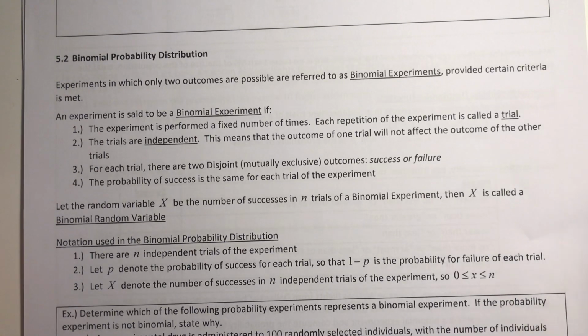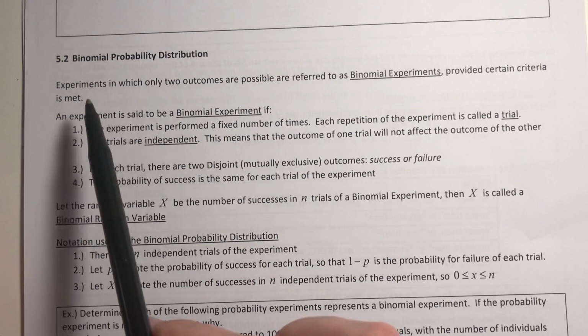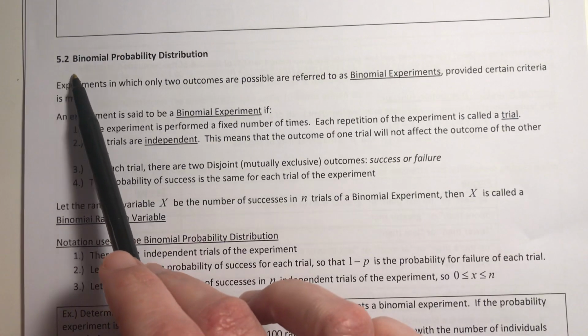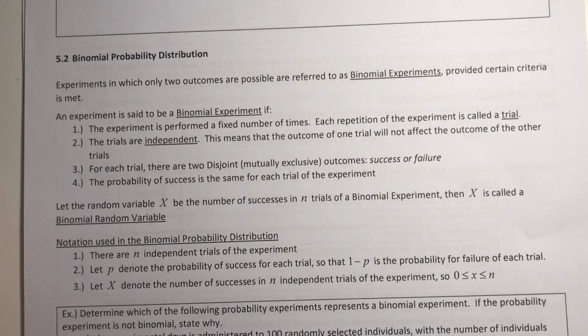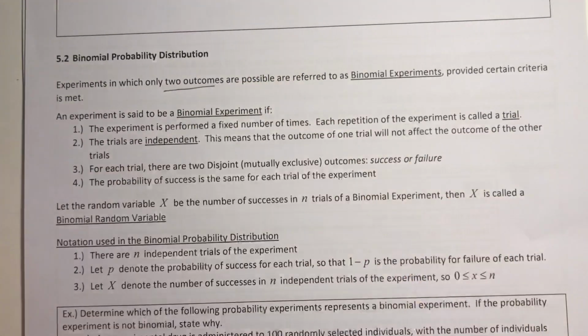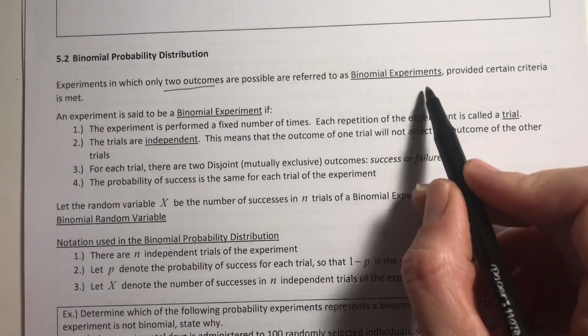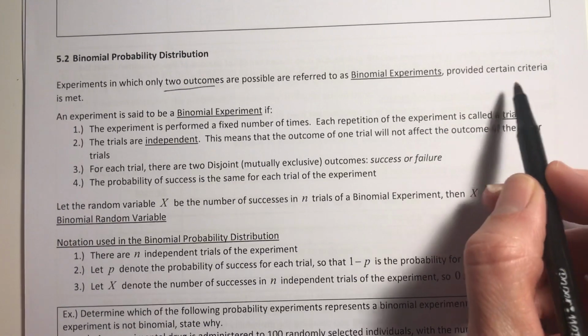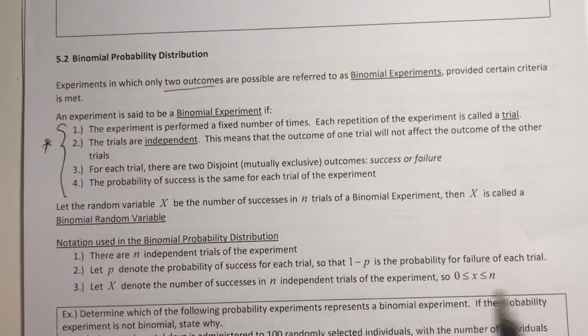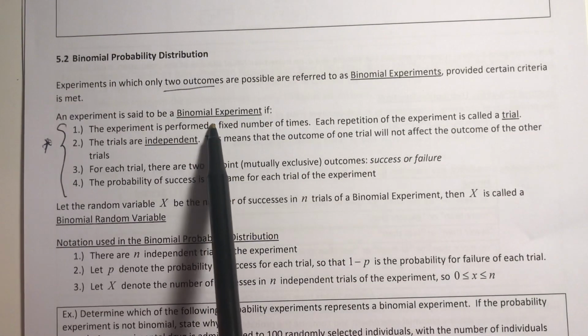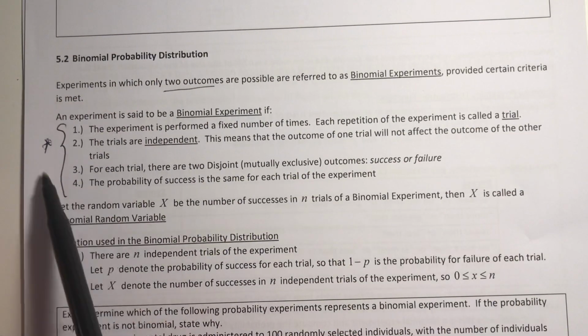Okay, we're going to go ahead and take a look at the beginning part of section 5.2 for Math 110. This is binomial probability distribution. It says experiments in which only two outcomes are possible are referred to as a binomial experiment, provided that certain criteria are met. So we need to know this. Give that a star. An experiment is said to be a binomial experiment if these four things are met.